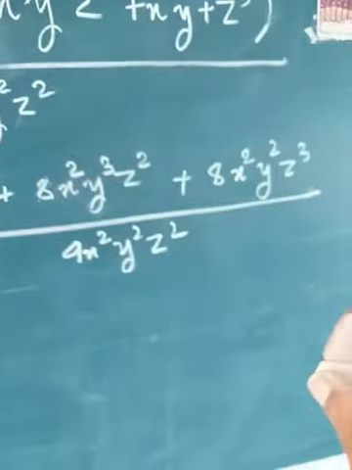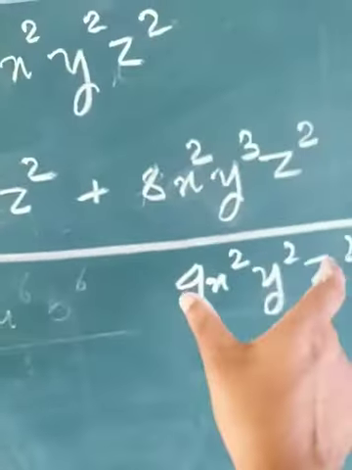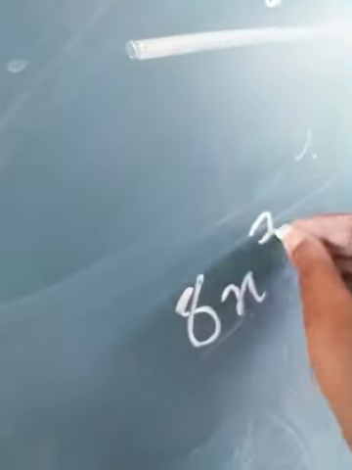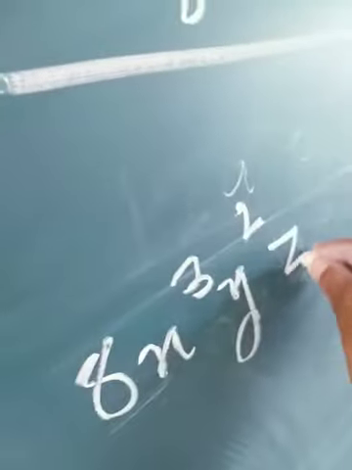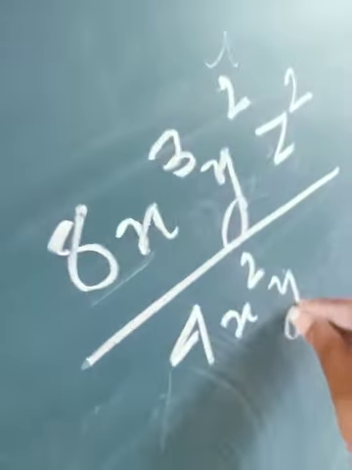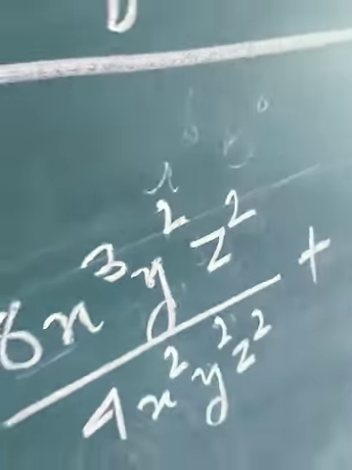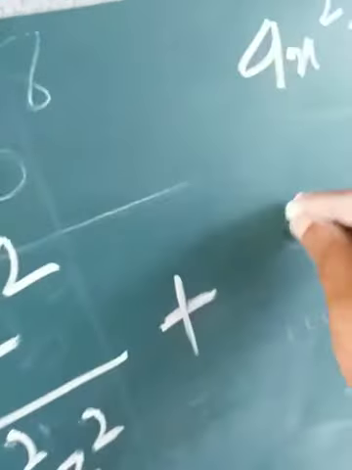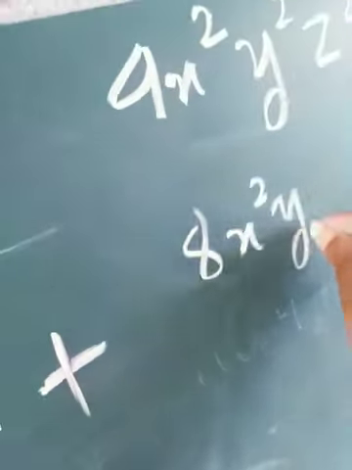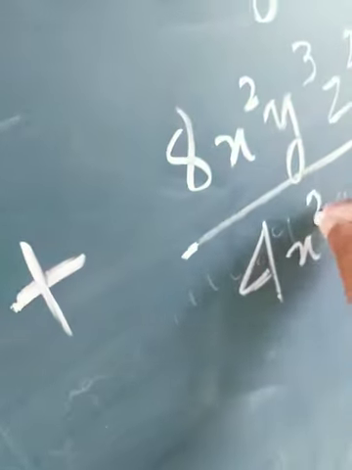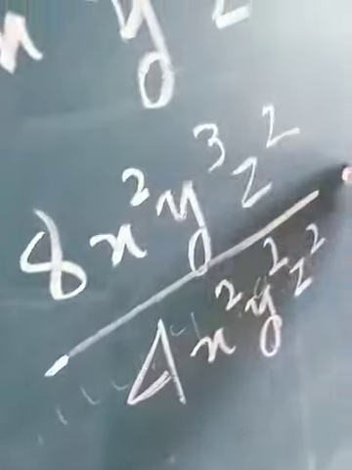So it is looking like this. Now again what we will do, as this is a common denominator for all the terms, we will make it an individual format. Okay, so how to write it down? 8x³y²z² divided by 4x²y²z², and again give a plus sign. I hope you are understanding what I am doing. Now this divided by this, so 8x²y³z² by 4x²y²z².